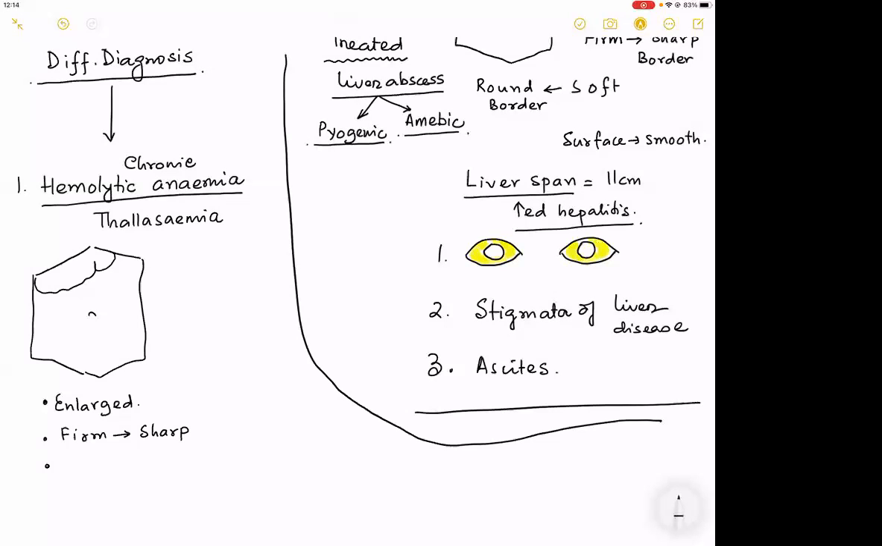So consistency is firm, I've told you. What is the surface of the liver? Smooth. What is the liver span? More than 11 centimeter. Have you written this, sir? Yes, sir. Good. Along with that, in a thalassemia patient, what is the other finding that is always important? Splenomegaly.